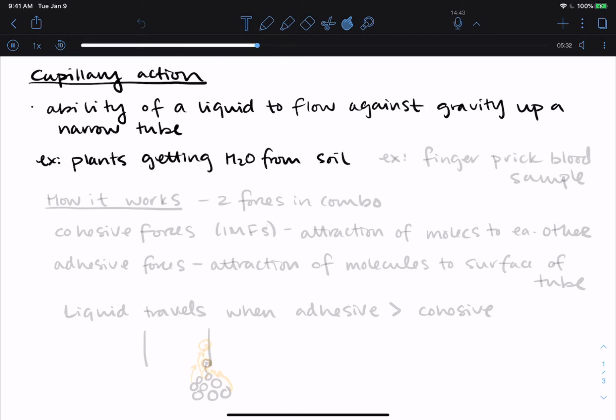And it's the same mechanism that works if you have ever done a finger prick to do a blood sample. So, right, you get that little ball of blood on your finger, and there's a little tiny glass tube that's actually called a capillary tube. And if you touch it to that little blood drop, it looks like it kind of gets sucked up in there.